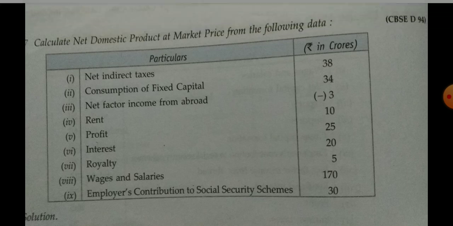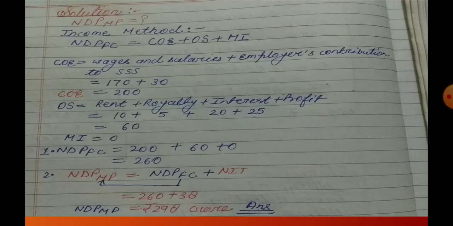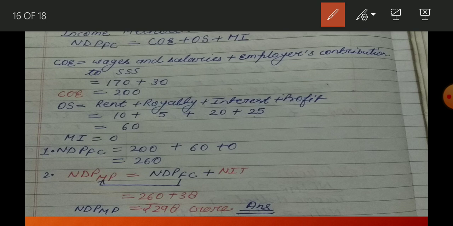Now move to the answer. Okay, so what we have to calculate? We have to calculate NDP MP. Okay, so first we use the equation. Whenever we use the equation of income method, we get NDP FC. So when we add COE, OS, MIE, we get NDP FC. Now for getting the value of COE, we will add wages and salary plus employers contribution to social security scheme. Now the value of COE is equal to 200.